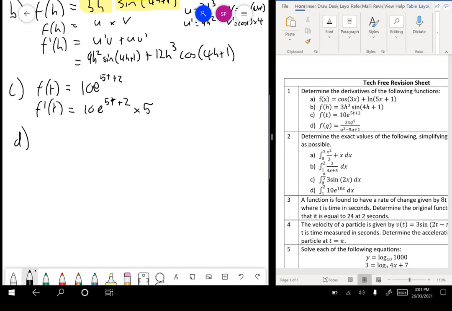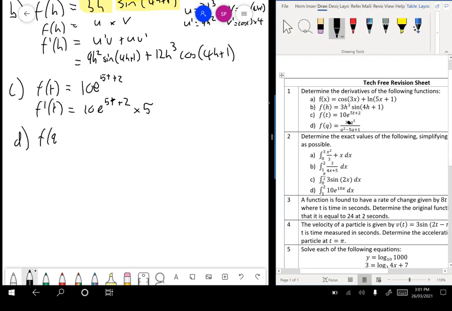Last one. We have a function of q, and that x in the question was supposed to just be, I was supposed to replace q with it. I think I just messed up when I was doing that, so that's why that might be a little bit odd. So we've got 3q^5 divided by q squared minus 5q plus 1.